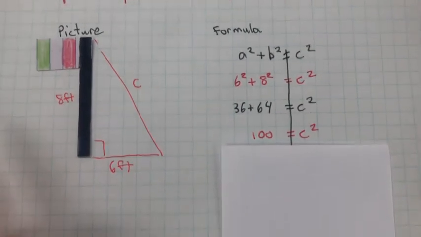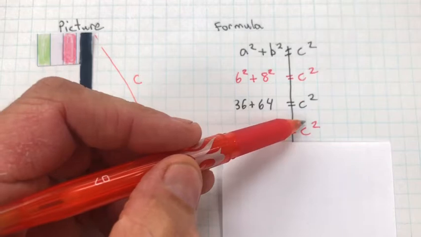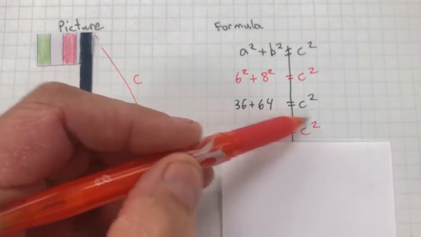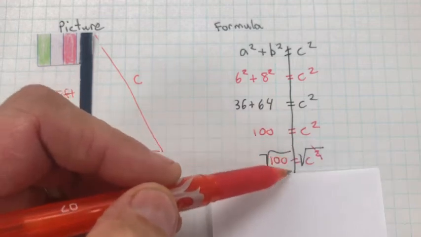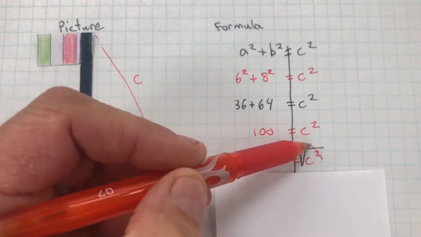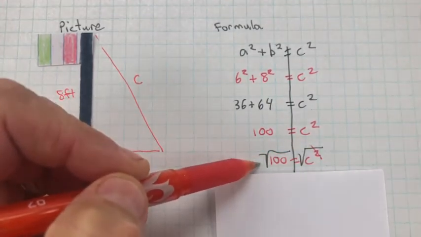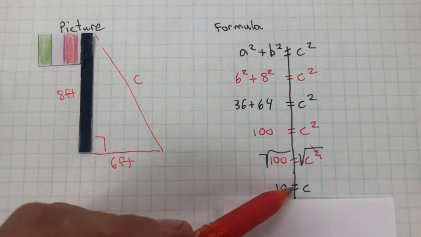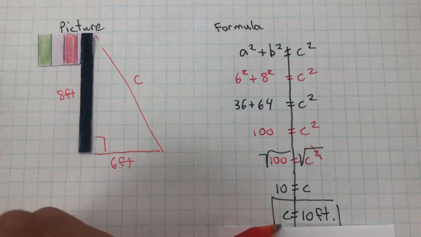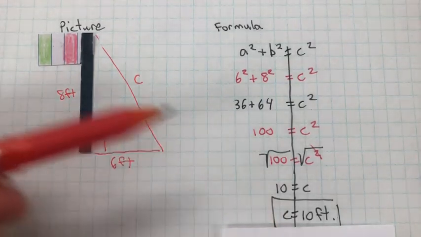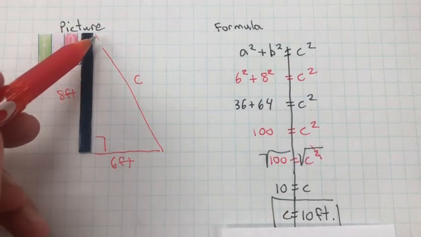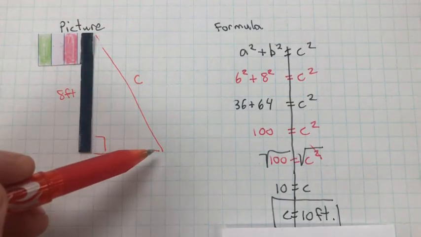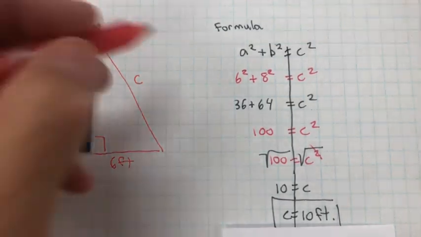Now we want to go ahead and take the square root to undo. The inverse property of squaring is taking the square root. So that cancels out. What you do to one side, you do to the other. And we get 10 equals C. So C equals 10 feet. So the distance between the top of the pole and the top of the shadow is 10 feet.